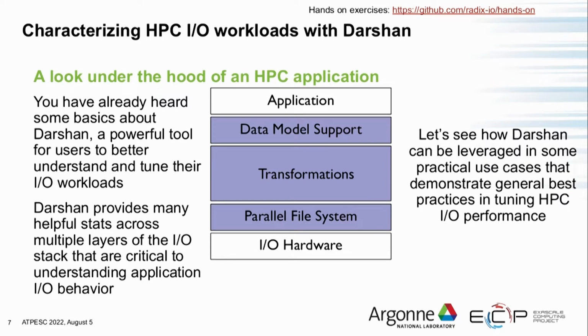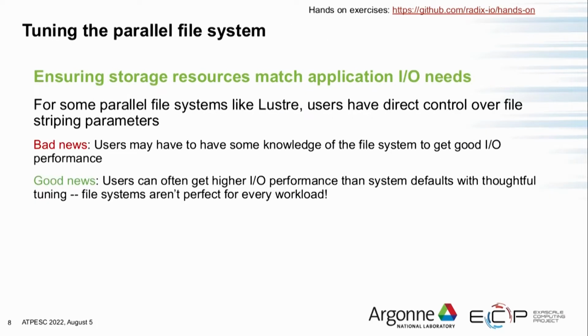So we'll look a little bit closer at some different examples of tuning I/O performance in this stack. We'll start at the bottom with the parallel file system, and then we'll work our way up through different levels to show some different scenarios. But for the parallel file system in particular, like I said, we've heard a lot today about how it's something that you should keep in mind as a potential tuning knob as users. So one thing that you really want to do is ensure that whatever storage resources you need for your application, you make sure those match your application needs essentially.